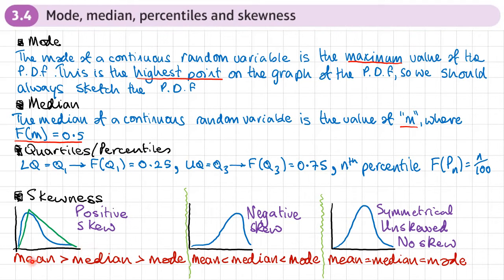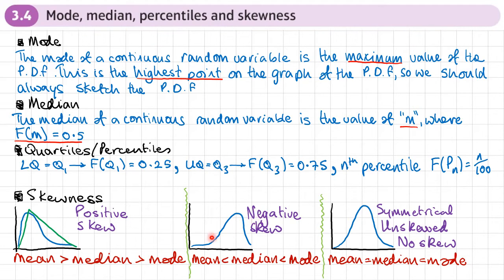Now we only need to compare just 2 of these to show that something is a positive skew. So for example, if we find that the mean is greater than the median, we can say it's a positive skew. If we find the median is greater than the mode, we could say it's a positive skew. Or even if the mean is greater than the mode, it's a positive skew. So alphabetical order and then greater than symbols will tell you that it's a positive skew.